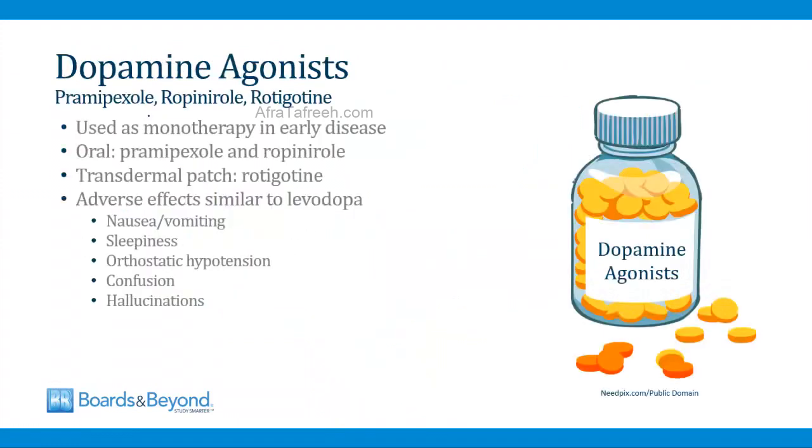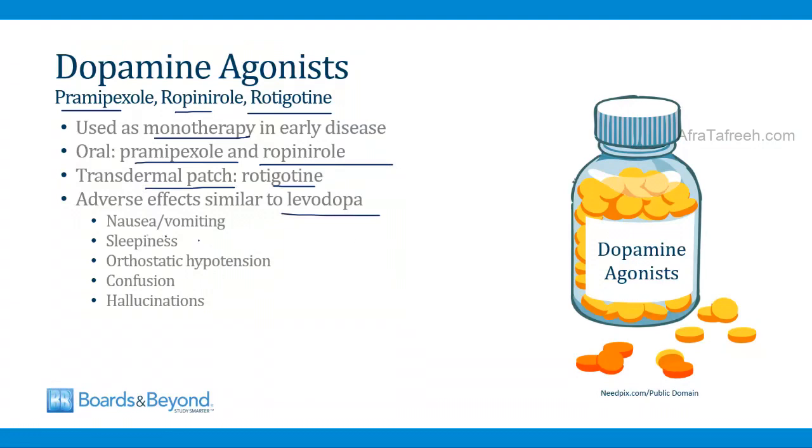The last group of drugs that affects dopamine activity in the brain for Parkinson's are the dopamine agonists. Drugs in this class include pramipexole, ropinirole, and rotigotine. These drugs are sometimes used as monotherapy in patients with early disease. Levodopa-carbidopa is very effective, but you don't want to use it right away because after a long time it will lead to the on-off phenomenon. So in patients who have early disease and mild symptoms, these drugs are a good option. Pramipexole and ropinirole are oral drugs, and rotigotine is a transdermal patch. And these drugs have adverse effects similar to levodopa. These are all dopamine-associated effects, things like nausea and vomiting, sleepiness, orthostatic hypotension, and confusion and hallucinations.